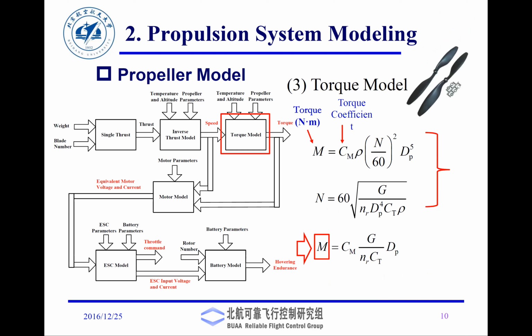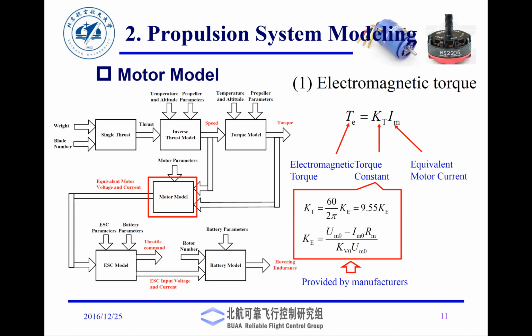Once you're done with thrust, then you will find out the torque. So you have to use this moment equation. You will have this Cm, which is called the torque coefficient, and from the torque coefficient you are going to find out the torque. Torque multiplied by speed is going to give you the power. So basically that will identify the power that needs to be supplied by the motor.